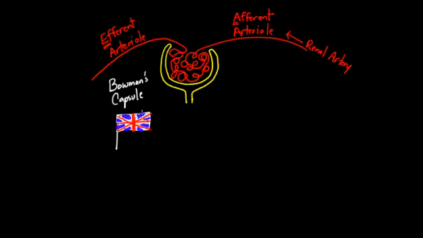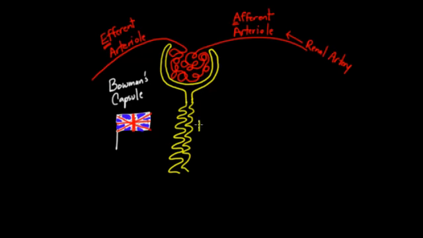So that's Bowman's capsule. And that's the first part of the nephron. I'll actually show you all of the parts of the nephron. So the next part of the nephron, and nephron just means kind of the unit of the kidney that we care about. The next part is looking really squiggly, very convoluted, right?